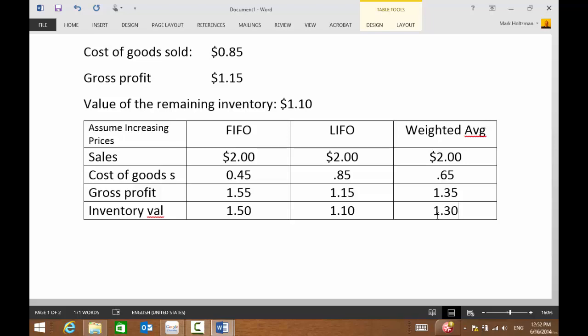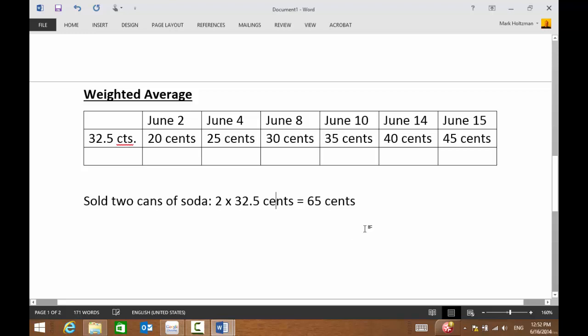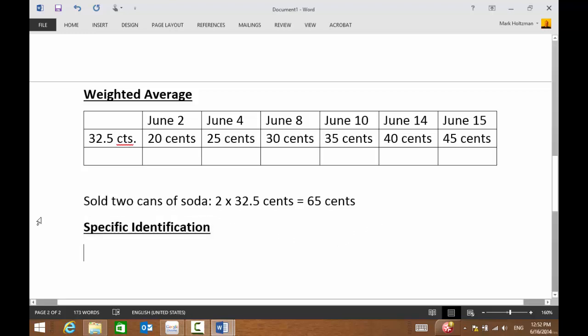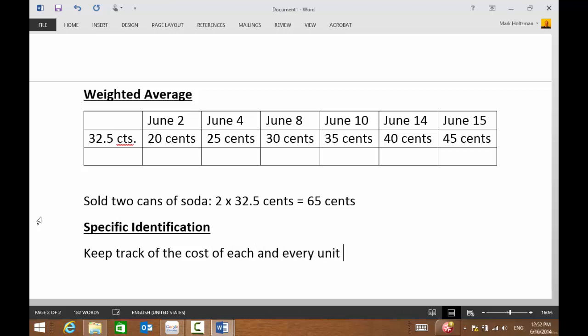There is one other method, and it's called specific identification. The way specific identification works is you keep track of the cost of each and every unit individually. That's how specific identification works. So it's not practical to do that for cheap things. But when can you think it would be practical to use specific identification and keep track of the cost of every single unit individually?